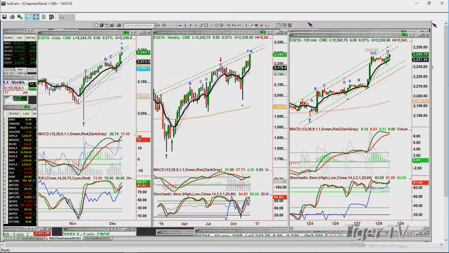Hey, smaller time frames on the right here, you've got the 120-minute chart. Did make another peak D. What's a peak D all about? Let me pull this across here. I'm going to do this every time.